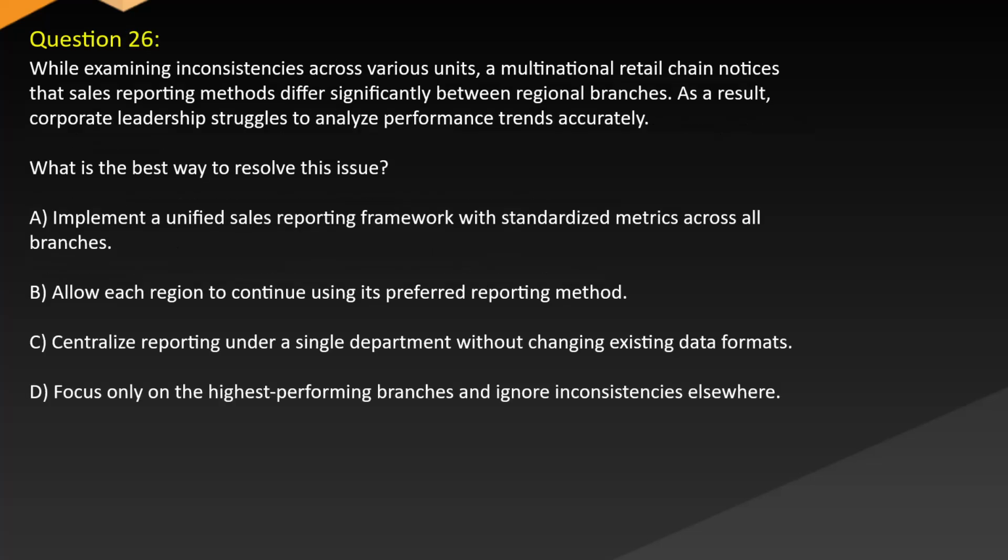Question 26. While examining inconsistencies across various units, a multinational retail chain notices that sales reporting methods differ significantly between regional branches. As a result, corporate leadership struggles to analyze performance trends accurately. What is the best way to resolve this issue? A. Implement a unified sales reporting framework with standardized metrics across all branches. B. Allow each region to continue using its preferred reporting method. C. Centralize reporting under a single department without changing existing data formats. D. Focus only on the highest performing branches and ignore inconsistencies elsewhere.